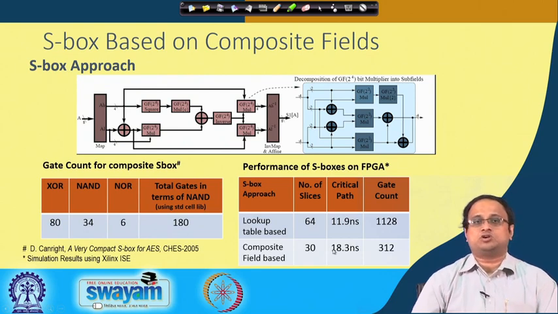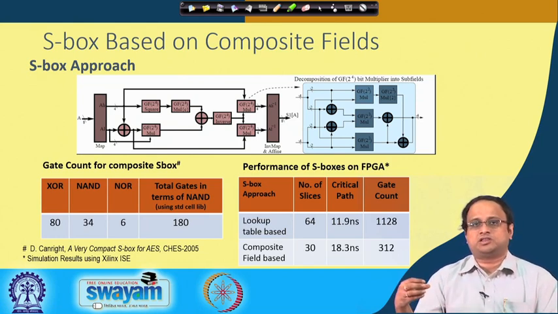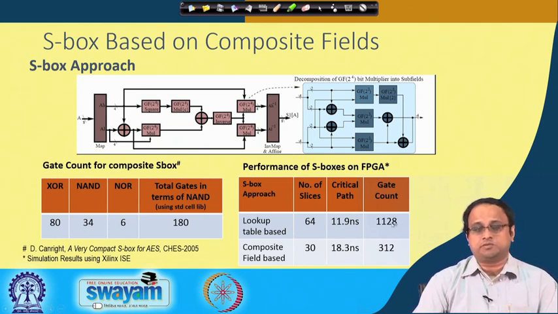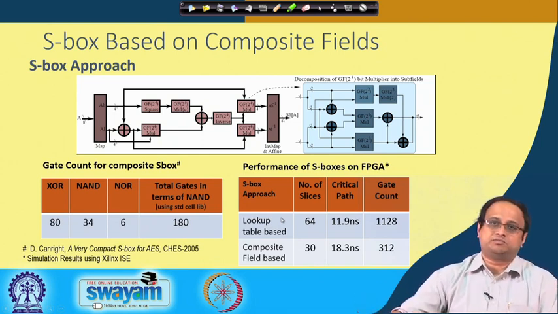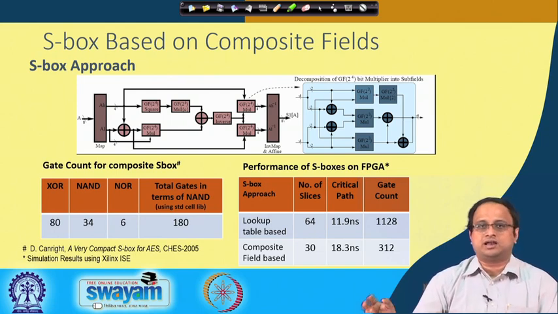Of course, there is a penalty which you pay for that. When you are doing your computations in logical circuits, you can expect that the critical path of your design will increase. That is shown by these figures, where the critical path increases from 11.9 nanoseconds to 18.3 nanoseconds. But at the same time, also keep in mind that if you are going for a dedicated memory based lookup table implementation, there is a memory access time which would also get accounted for.